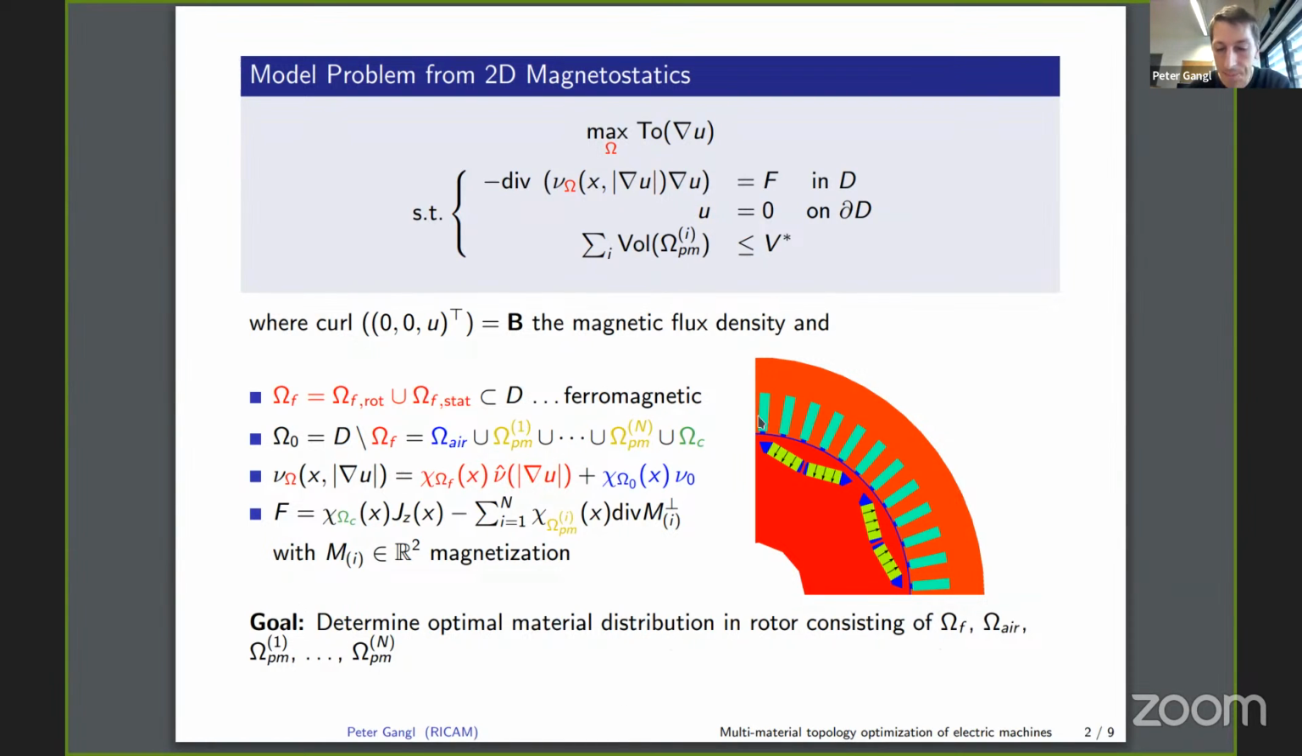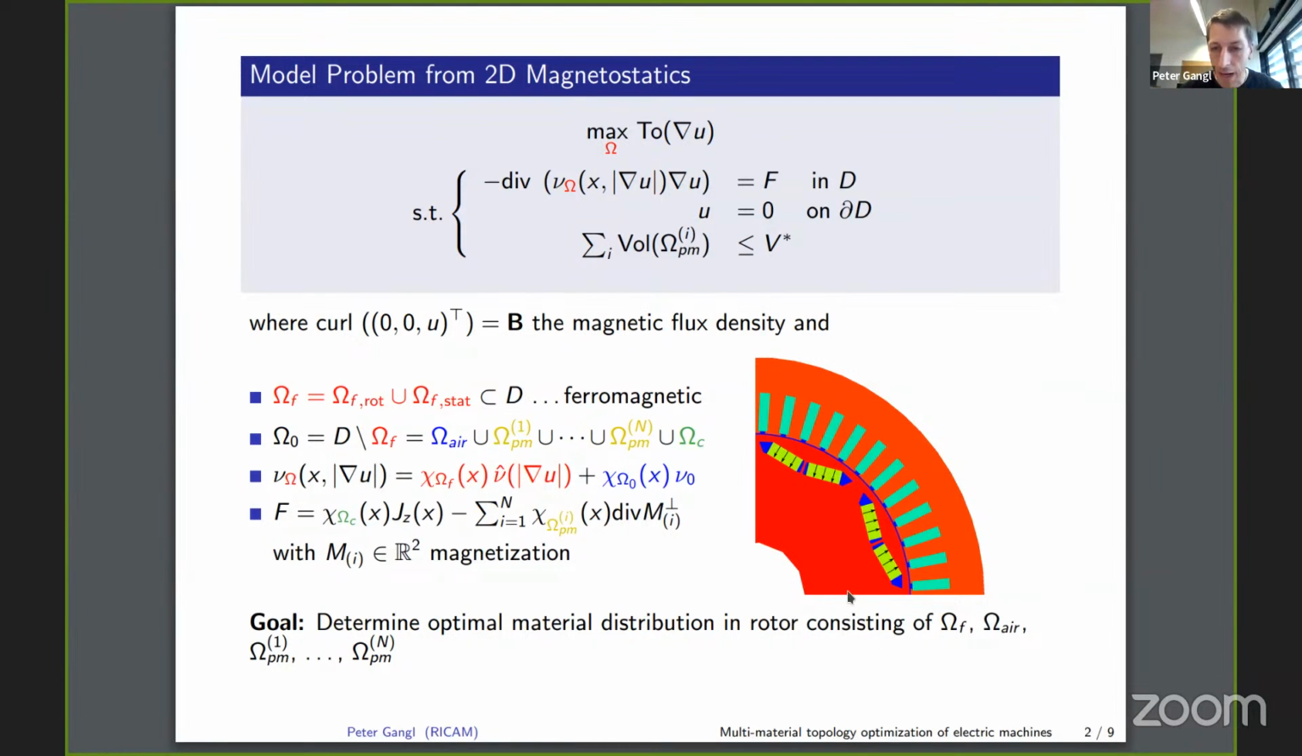We want to optimize the material distribution in the center. And how do we deal with this magnetization direction? One way would be to include the magnetization direction as an additional optimization variable. But the other way that we will follow is that we prescribe given allowed magnetization directions and then treat every magnetization direction as a separate material.